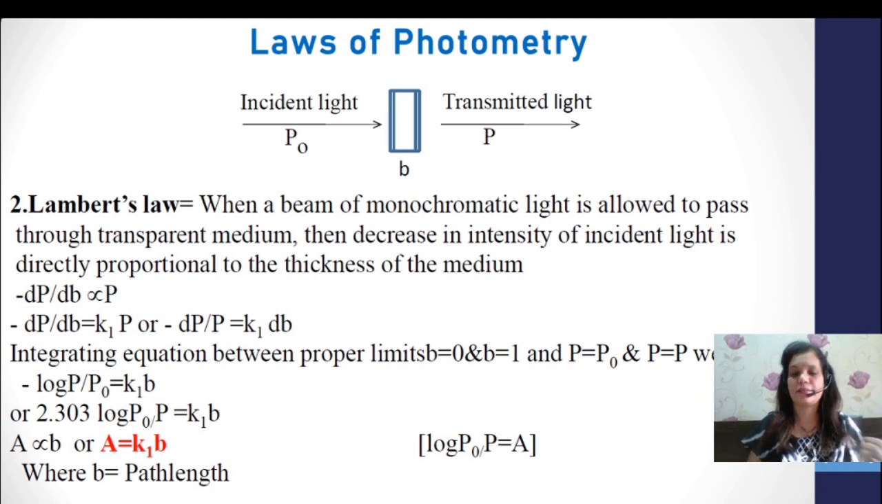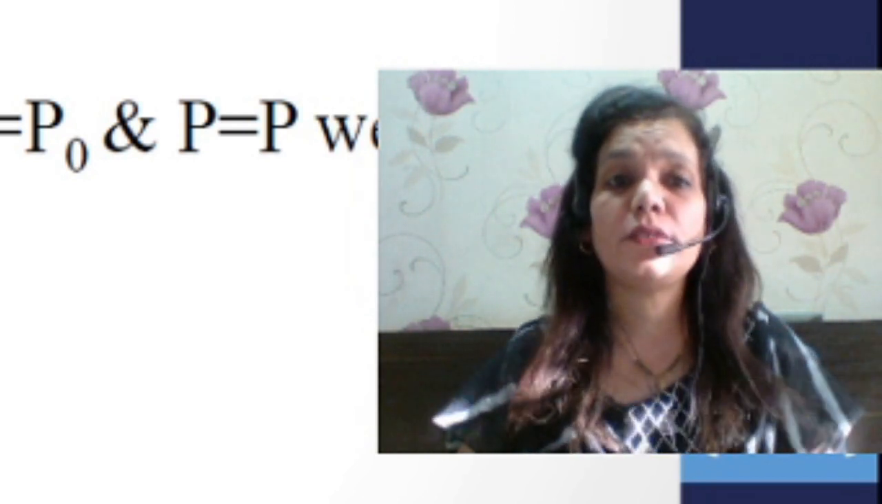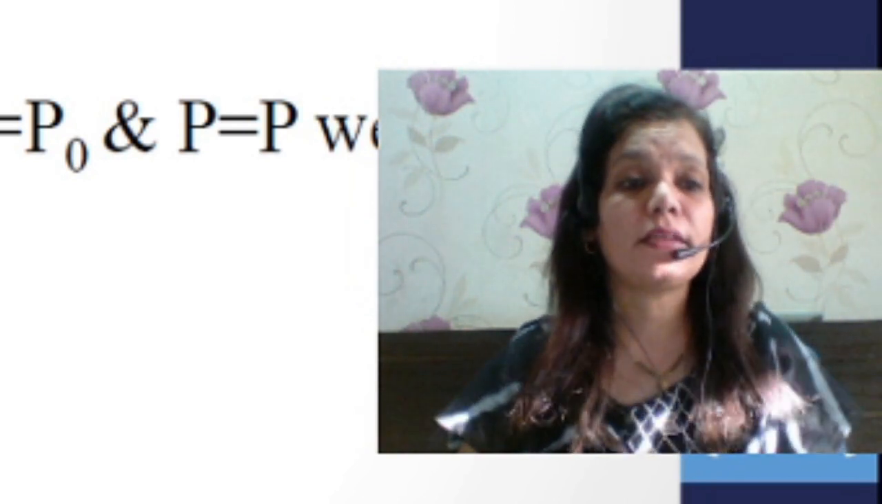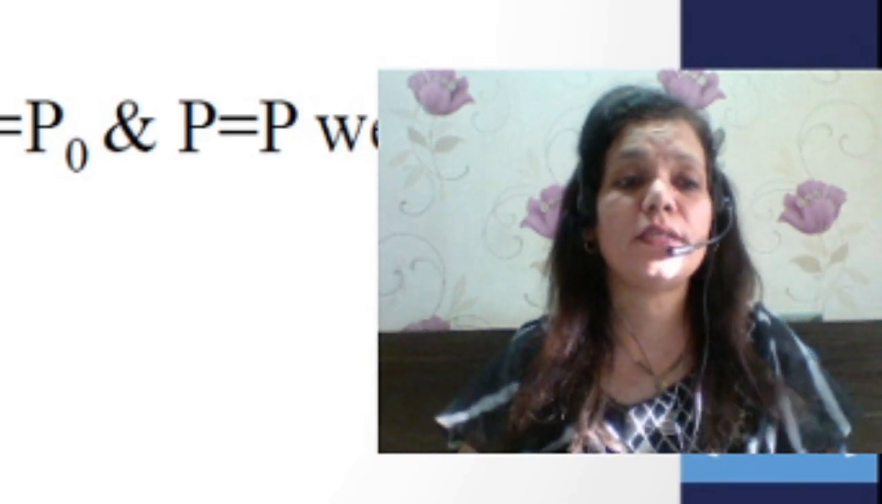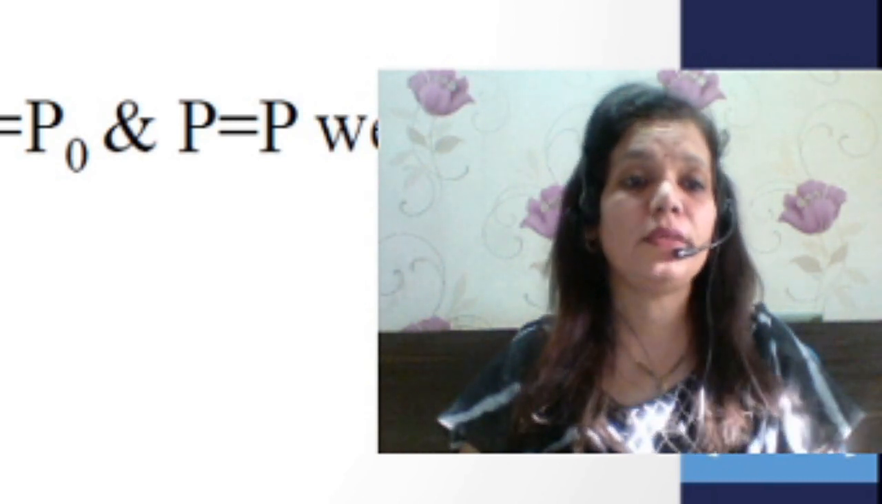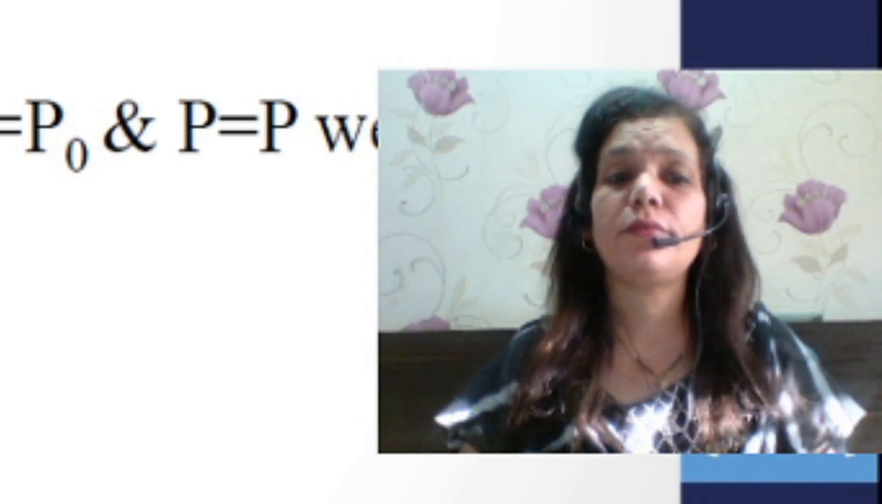Excellent. So what statement have we just quoted? Decrease in intensity of light. If P0 is the incident light and P is the transmitted light, the derivative is written as minus dP by dB, the decrease in intensity with respect to thickness. That is directly proportional to the incident light P. Now if we rearrange the equation with the proportionality constant, we get minus dP upon dB equal to K1 into P, or minus dP upon P equal to K1 dB. We have just rearranged the equation.